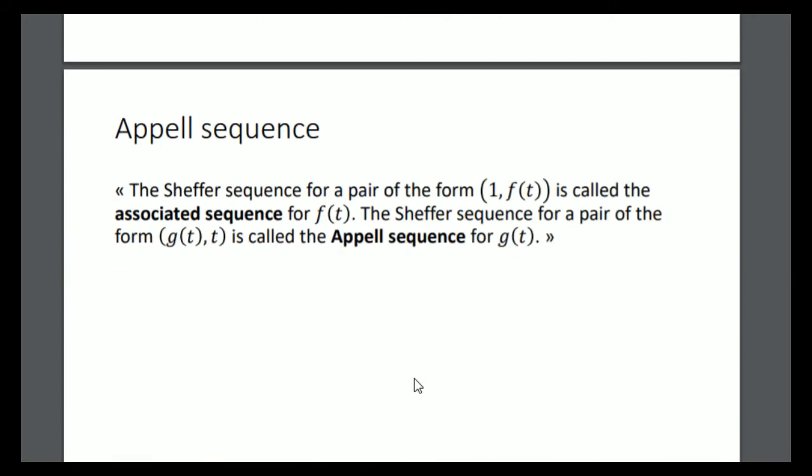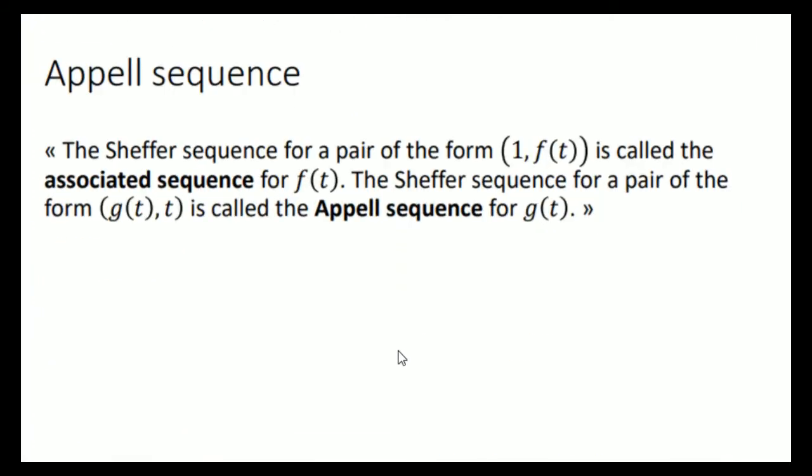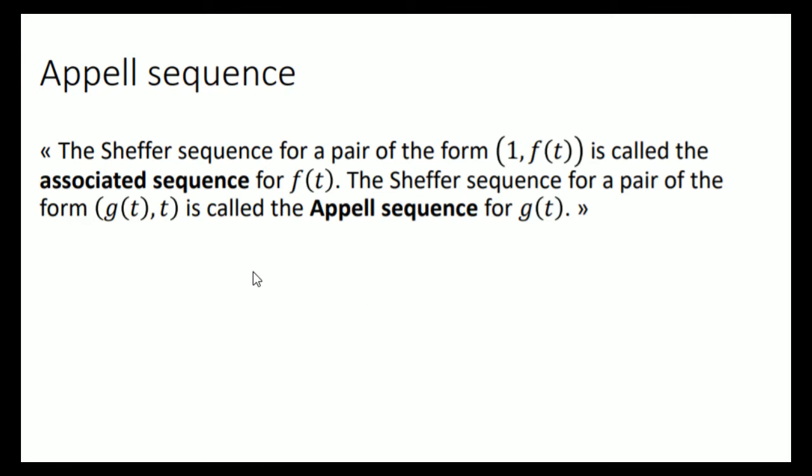Now, the Appel sequence and the associated sequence. So we'll consider two particular cases of Scheffer sequences. The first one is called the associated sequence for f of t. It's a Scheffer sequence where g is equal to 1. Here I did not present any of the associated sequences, but some of them have special properties. But I'm not going to talk about it.